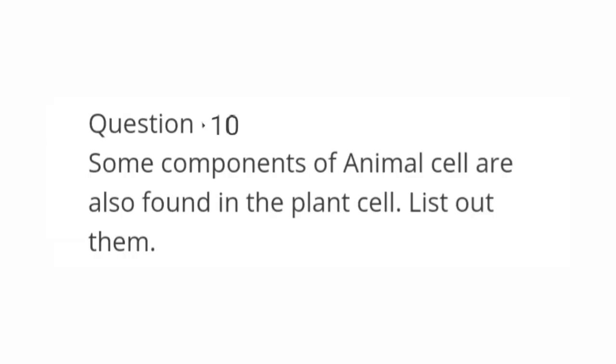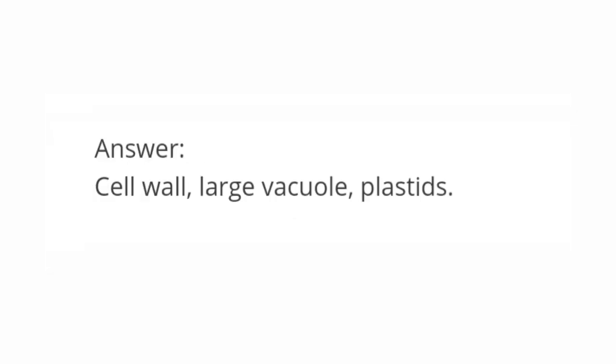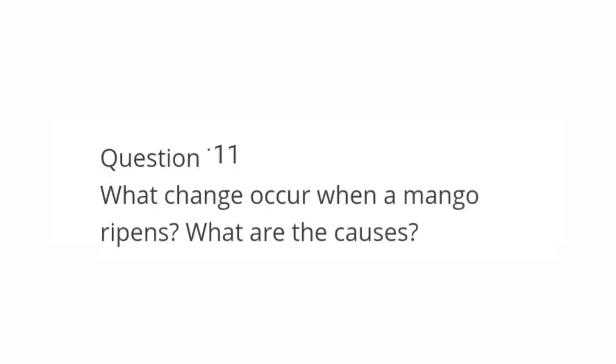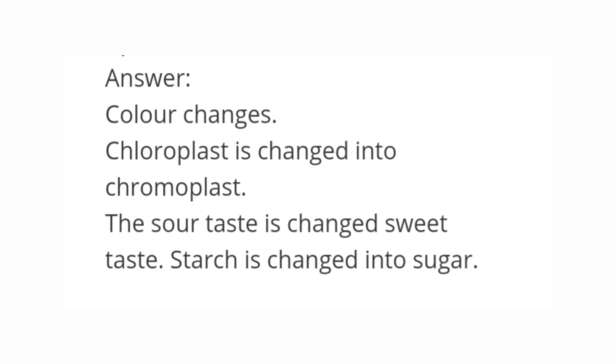Question number 10. Some components of plant cell are not found in animal cell. List them out. Answer. Cell wall, large vacuole, plastids. Question number 11. What change occurs when a mango ripens? What are the causes? Answer. Color changes. Chloroplast is changed into chromoplast. The sour taste is changed to sweet taste. Starch is changed into sugar.